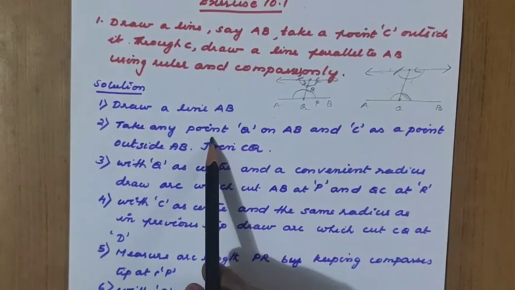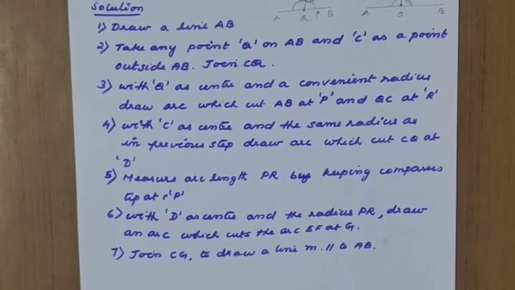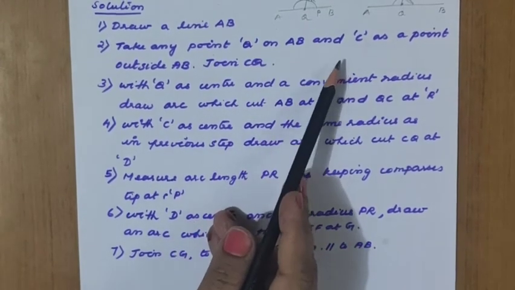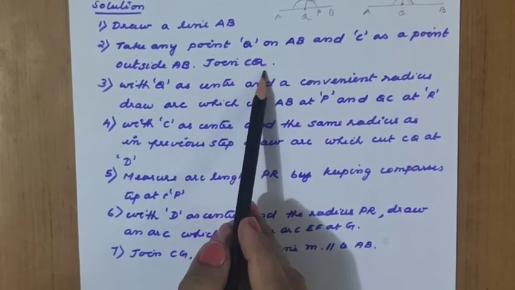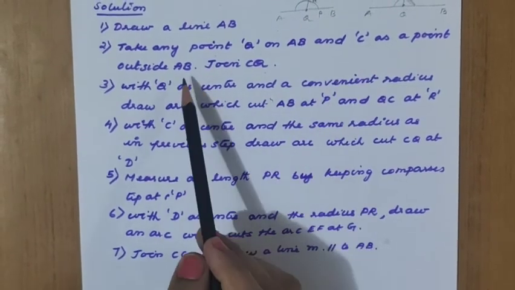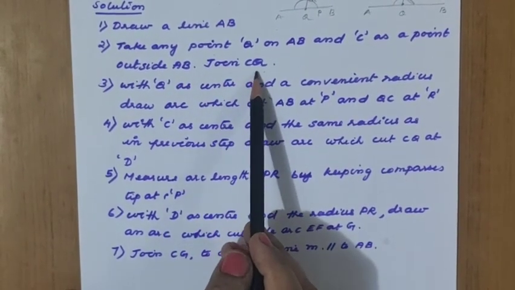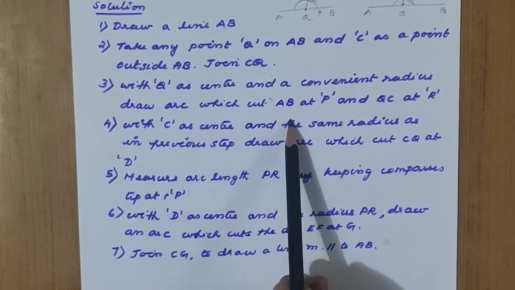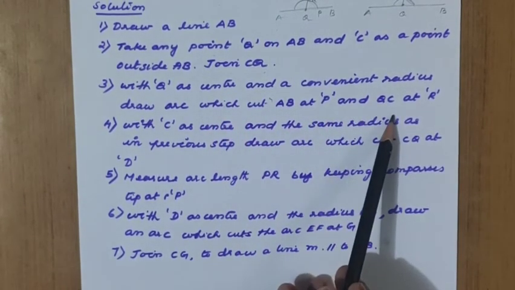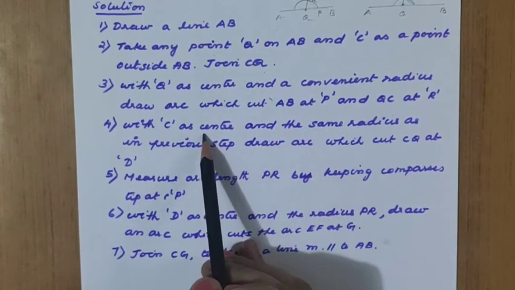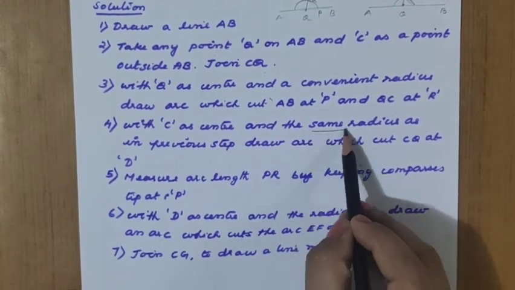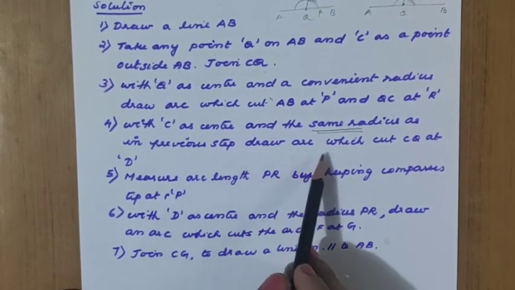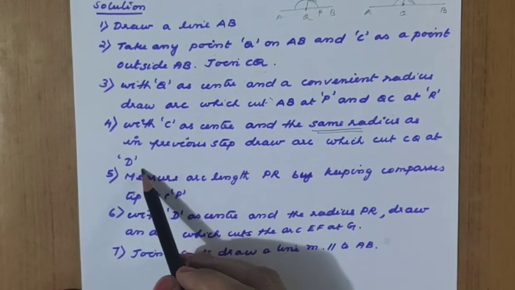Draw a line AB. So the steps are: draw a line AB, take a point Q on AB and C as a point outside the AB, join CQ. With Q as center and a convenient radius, draw an arc which cuts AB at P and QC at R. Next, with C as center and the same radius, we must be careful here, the same radius as the previous step, draw an arc which cuts CQ at D.